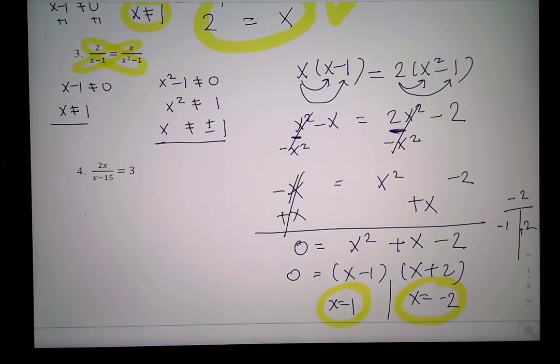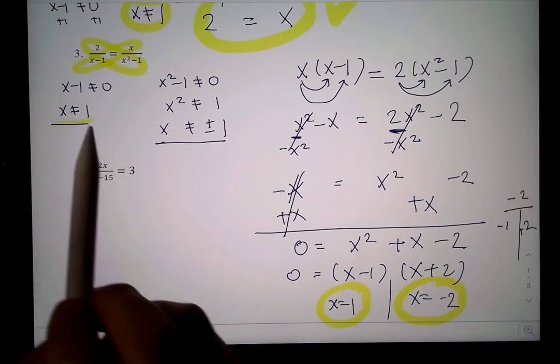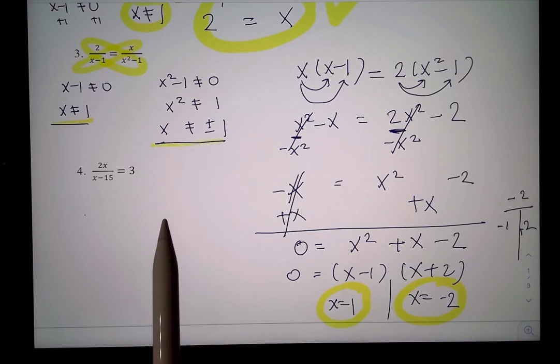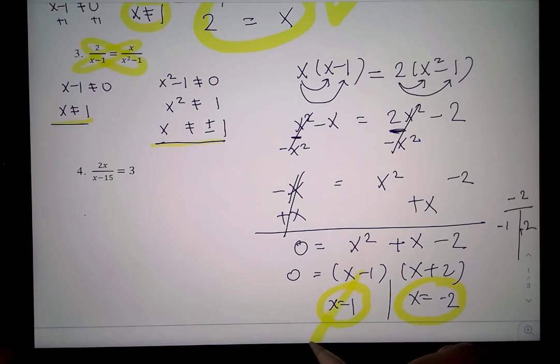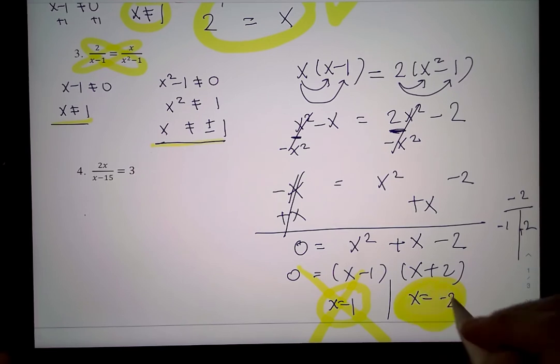And let's compare it. What was our undefined value? 1 or negative 1. We can't have 1 or negative 1, but look, you got 1, right? So we need to exclude it. That's extraneous. Alright? So my solution is only negative 2. This is the only solution.